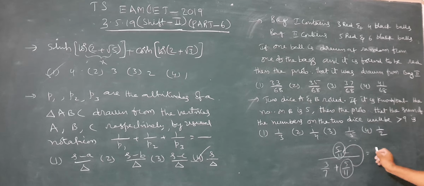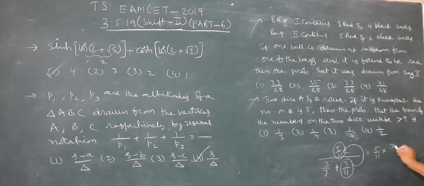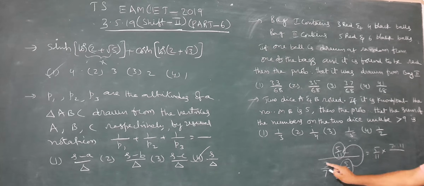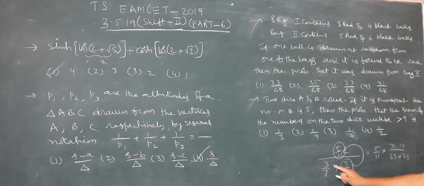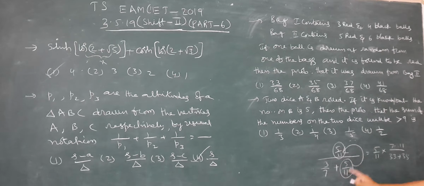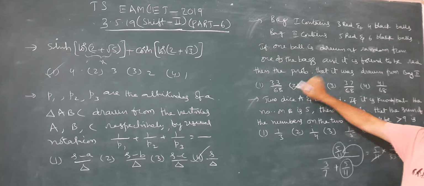So simplify this: 5 by 11 into LCM is 7 into 11, by 33 plus 35. Look here, 33 plus 35 by 7 into 11. Reverse, 11 cancel. Nothing but 35 by 68.